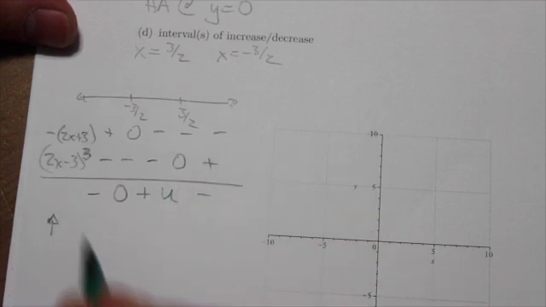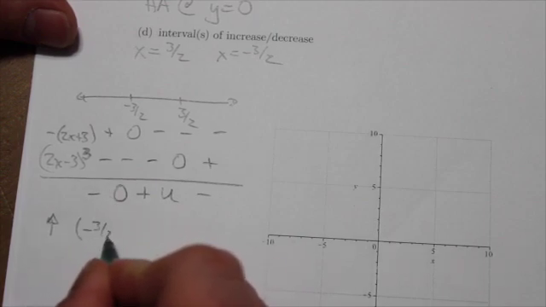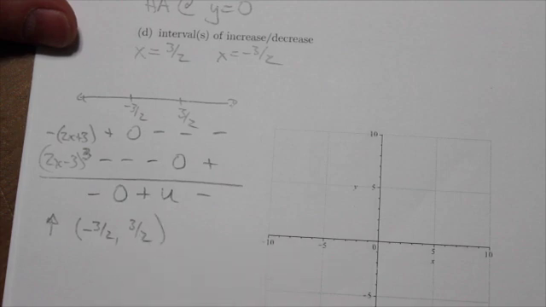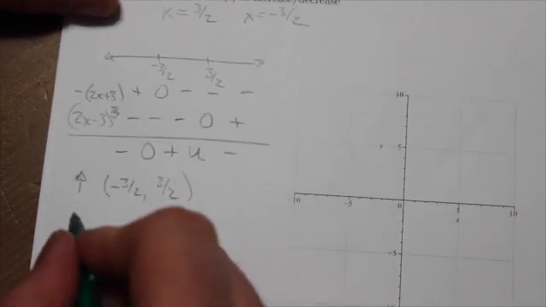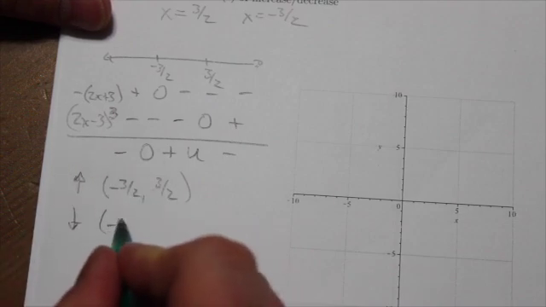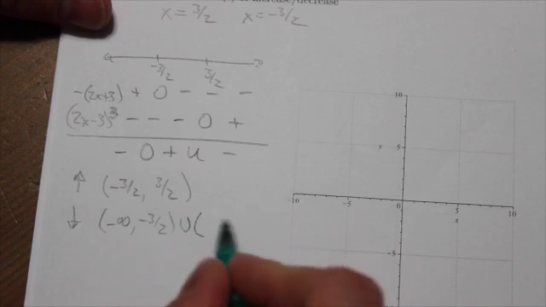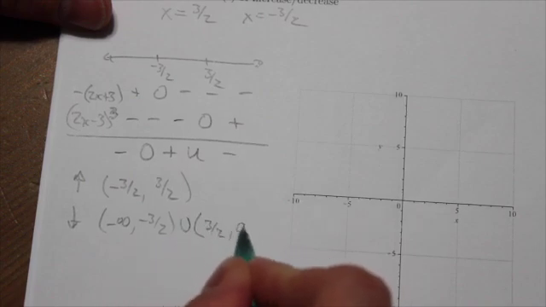So this is increasing on that small little interval between negative 3/2 and 3/2. Okay, not including either of those. And then it'll be decreasing on the interval negative infinity to negative 3/2 union 3/2 out to positive infinity.